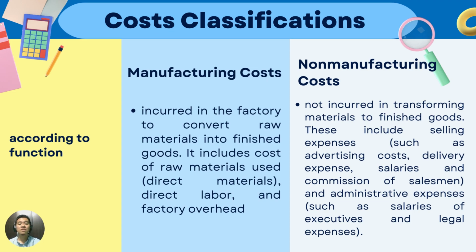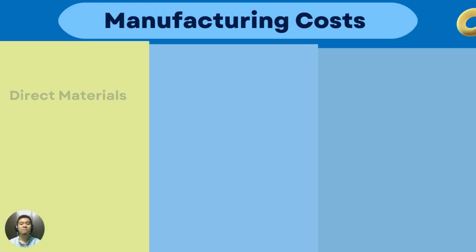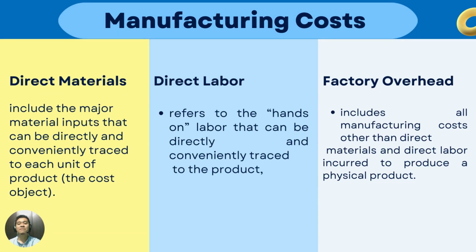So to further explain manufacturing costs, the manufacturing costs are generally classified into three categories. We have the direct materials, the direct labor, and the factory overhead. Direct materials include the major material inputs that can be directly and conveniently traced to each unit of product. We call this the cost object.